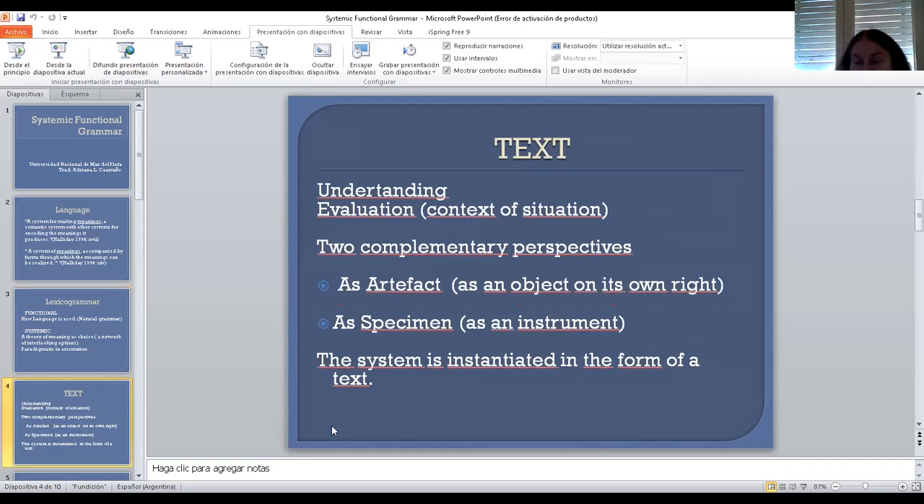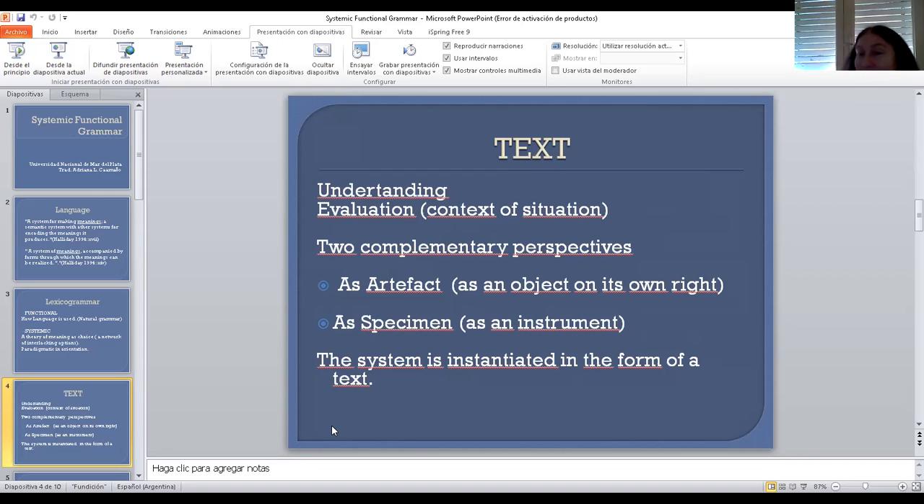The unit of analysis of functional grammar, as we already mentioned in Grammar 1, goes up to the text, okay? The text would be the highest unit of analysis, and it has the purpose of not just understanding a text, but also evaluating. How can we evaluate how effective a text is? Well, only by taking into account the context of situation. Remember, we already mentioned this context of situation as a term coined by Malinowski.